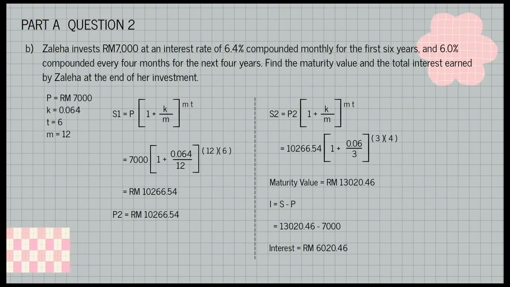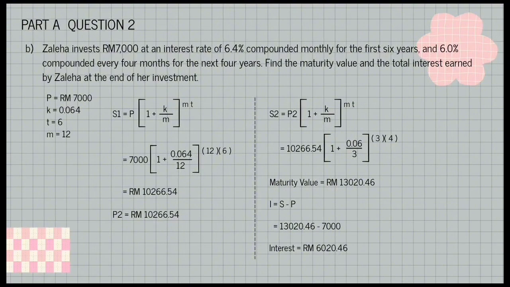Question 2B. Zaliha invests 7,000 at an interest rate of 6.4% compounded monthly for the first 6 years and 6% compounded every 4 months for the next 4 years. Find the maturity value and the total interest earned by Zaliha at the end of her investment. The first thing we have to do is list out principal, annual interest rate K, M, interest period T. Then we will use S equals P(1 plus K over M) as the formula.